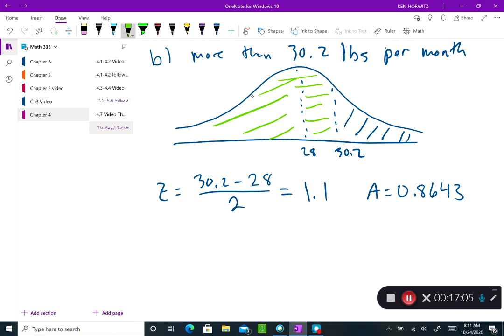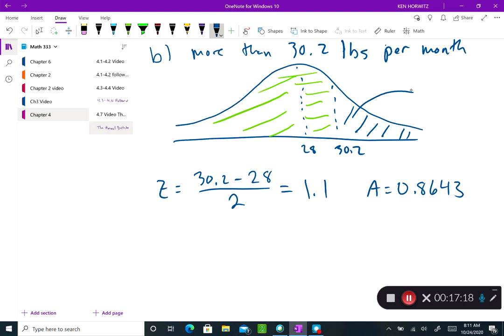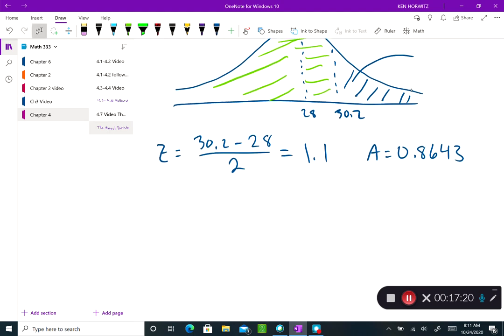However, I want the area to the right. Right? I want the area over here. Now that's got to be less than 0.5. And the way I'm going to get that is I'm going to say 1 minus 0.8643. And when you do the subtraction, I get 0.1357.